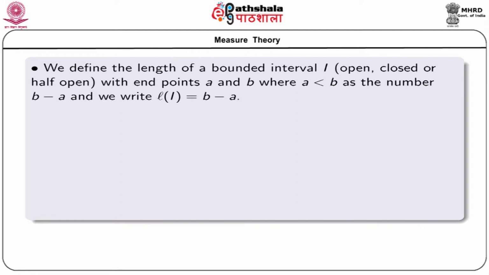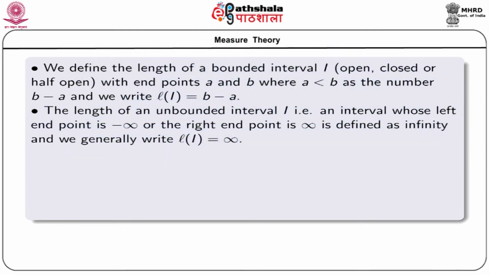We start by defining the length of an interval. So, the length of a bounded interval I which may be open or closed or half open with endpoints A and B, where obviously A is less than B, is defined as the number B minus A, and we write L of I, length of I, is equal to B minus A.